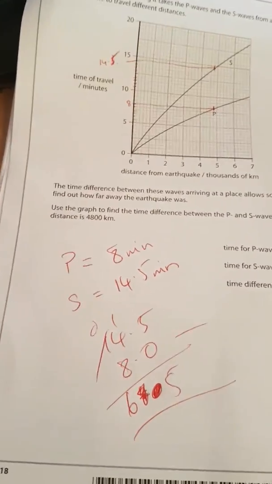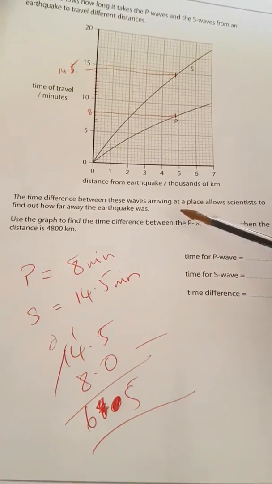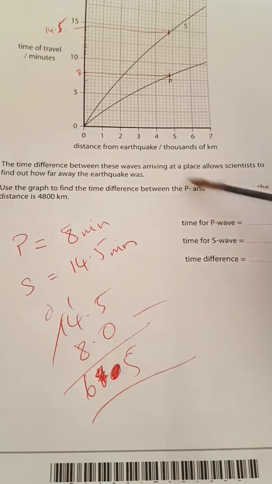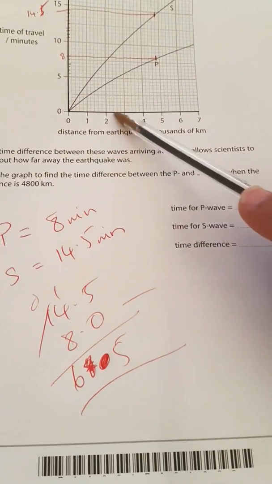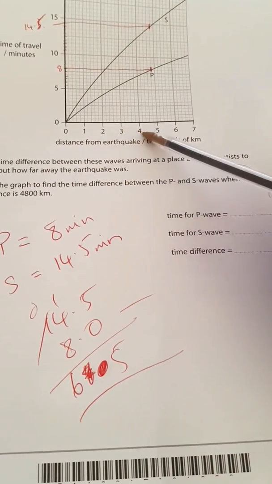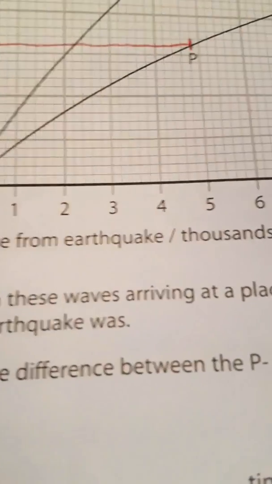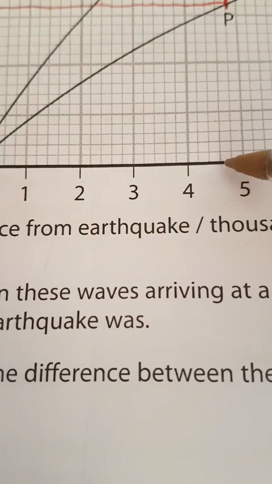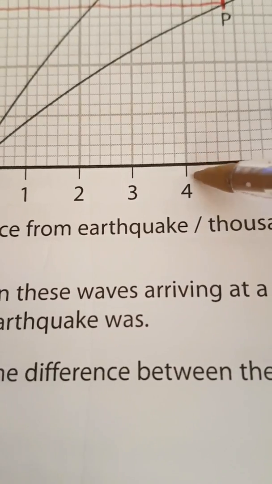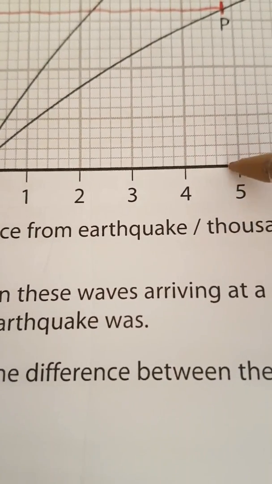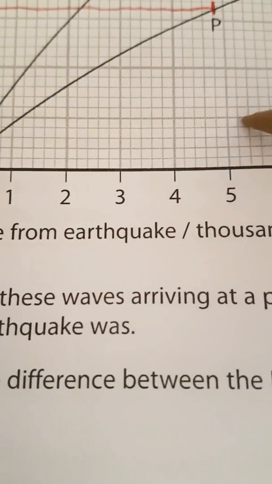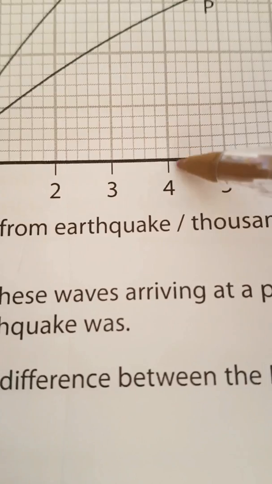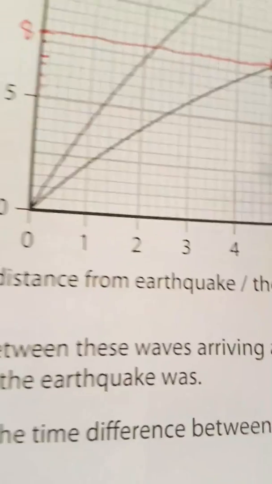Okay, so with this question, it's saying to note the times for the P wave and the S wave when it's 4,800 kilometers. Firstly, you have to figure out what the scale is here. So I'm going 2, 4, 6, 8, 10. Each line is going up by 0.2. So if I go 2, 4, and what does it want?